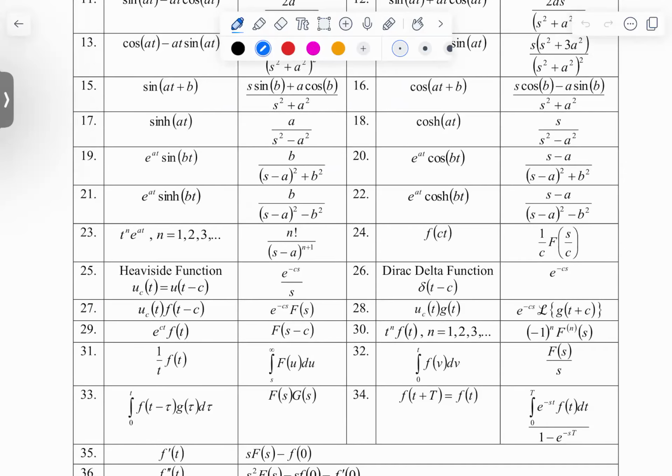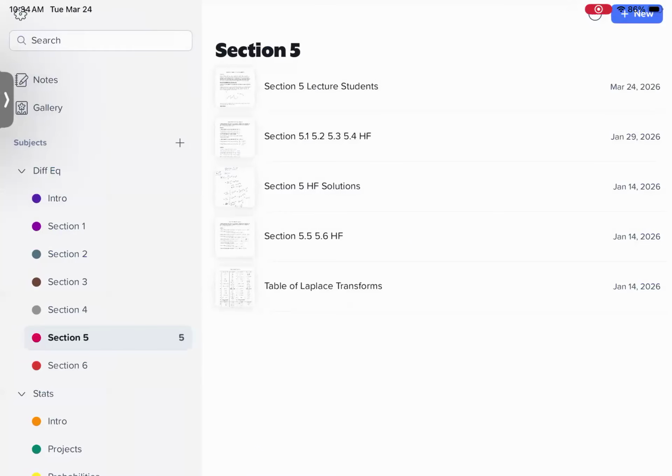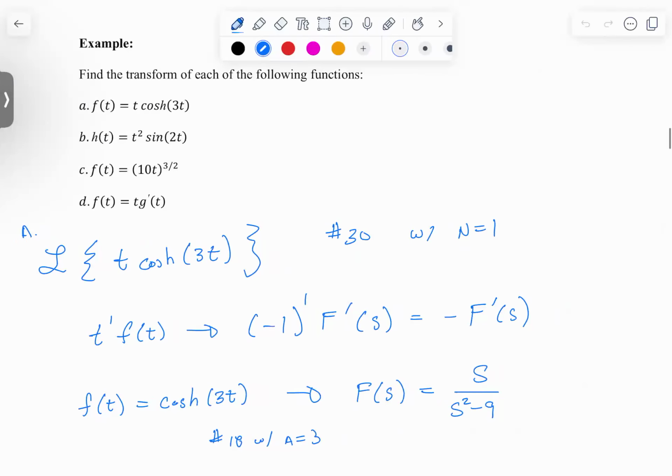So it would take forever. But using this guy, number 30, it's a very, very common thing. But now we're going to use number 30 with n equals 2.